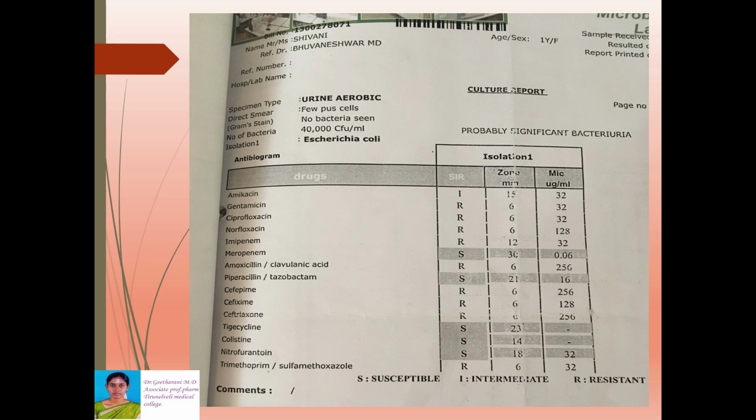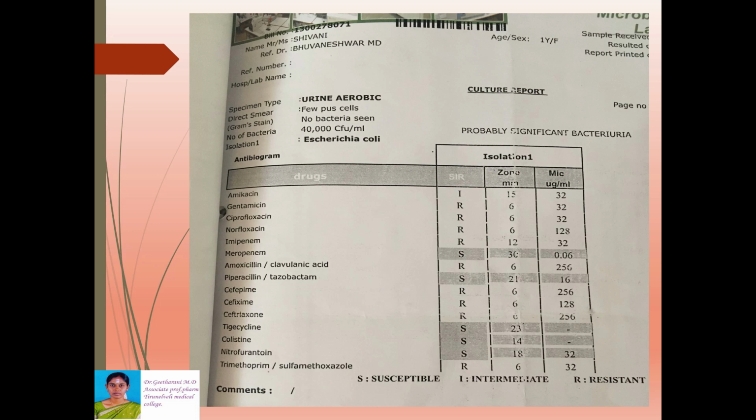So these drugs were tested, and it was found to be sensitive only to meropenem, Pip-Taz, that is piperacillin-tazobactam, tigecycline, colistin, and nitrofurantoin. For all the others, it was reported as resistant. So the baby was given Septron.